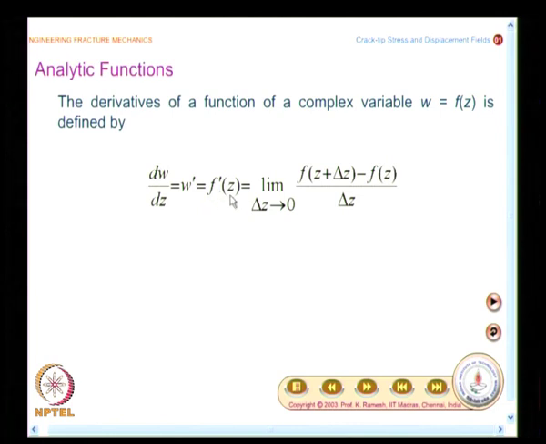You put w prime, or f prime z, which is given as limit delta z tends to 0, you evaluate the function at z plus delta z minus f of z divided by delta z. So, now we will have to look at, for you to get this differential, what are the finer aspects that we will have to look at, and z is a complex number, z equal to x plus iy.